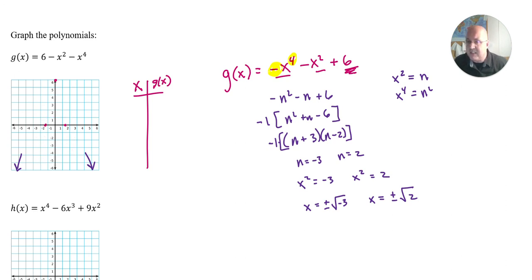So I know it's going to go up. It's going to hit the negative square root of 2, and then it's going to go down, but it's going to hit 6, it's going to go up, and then it's going to go down again and hit positive square root of 2. Okay, my drawing isn't so good, but you can see kind of what this looks like.